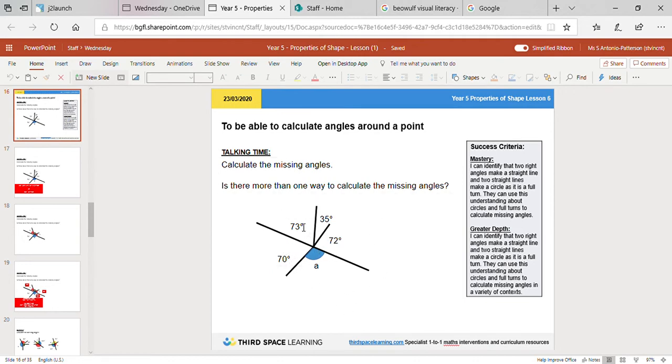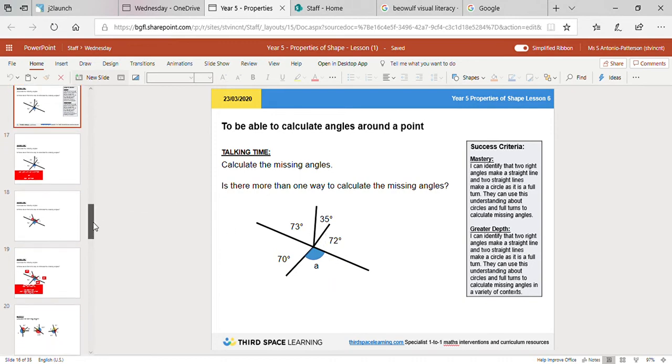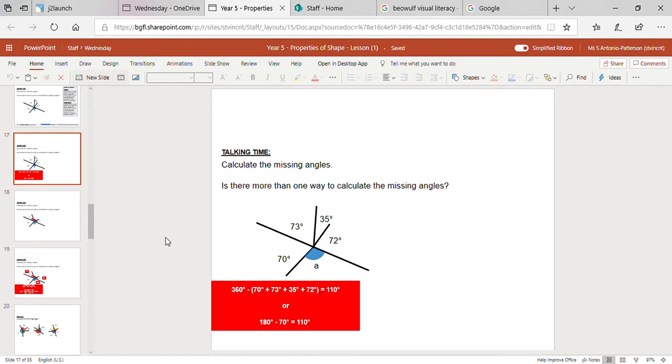Now we've got 70, add 73, add 35, add 72. You need to add up all of those angles and then use the total to think about 360, take away that total, and that will give you the size of angle A. And there we have it. All of those must equal 360 degrees.